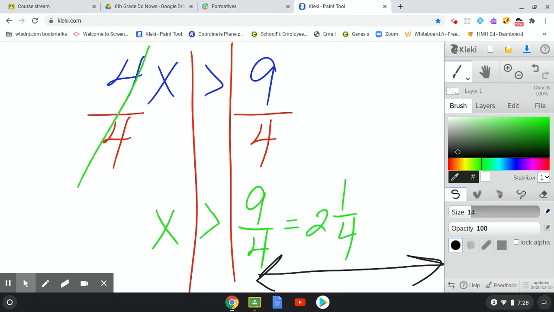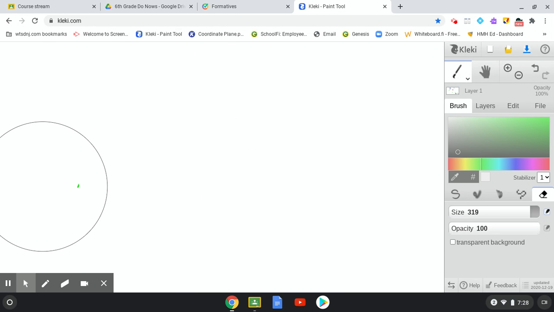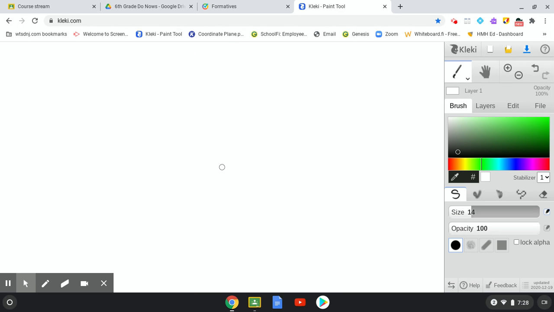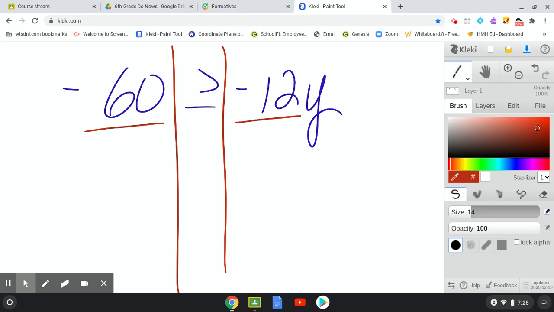All right. I want to do one multiplication one that has a negative, just because we didn't go over one of those. Okay, so if I had negative 60 is greater than or equal to negative 12y. So I'm going to go ahead and solve the way I normally would. I am going to get rid of that negative 12. To do that, I'm going to divide both sides by negative 12.